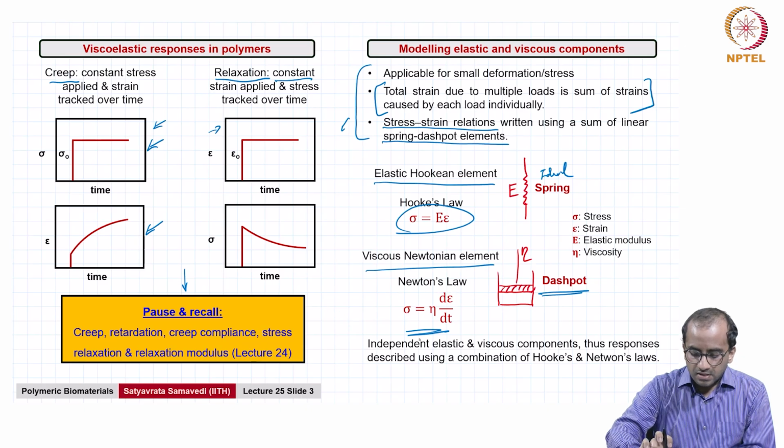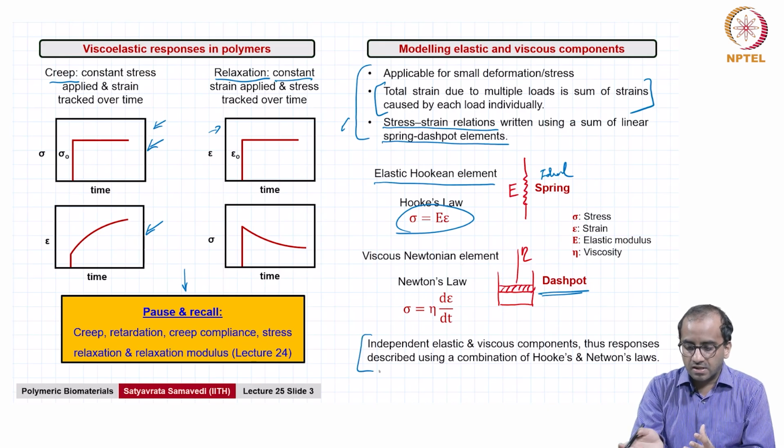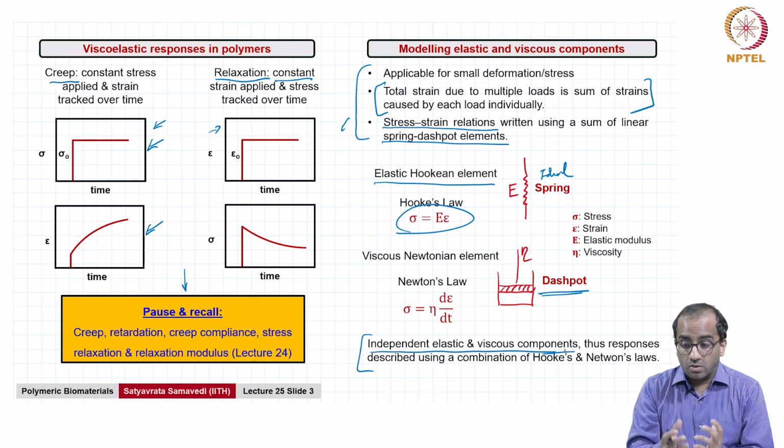So, some caveats to keep in mind before we proceed. For the purposes of modeling, these are our elements, the Hookean element and the Newtonian element. Because you have independent elastic and viscous components here, the responses can be described using a combination of Hooke's and Newton's laws, and we are going to look at two models, and what will distinguish one model from the other is how we combine these elements.